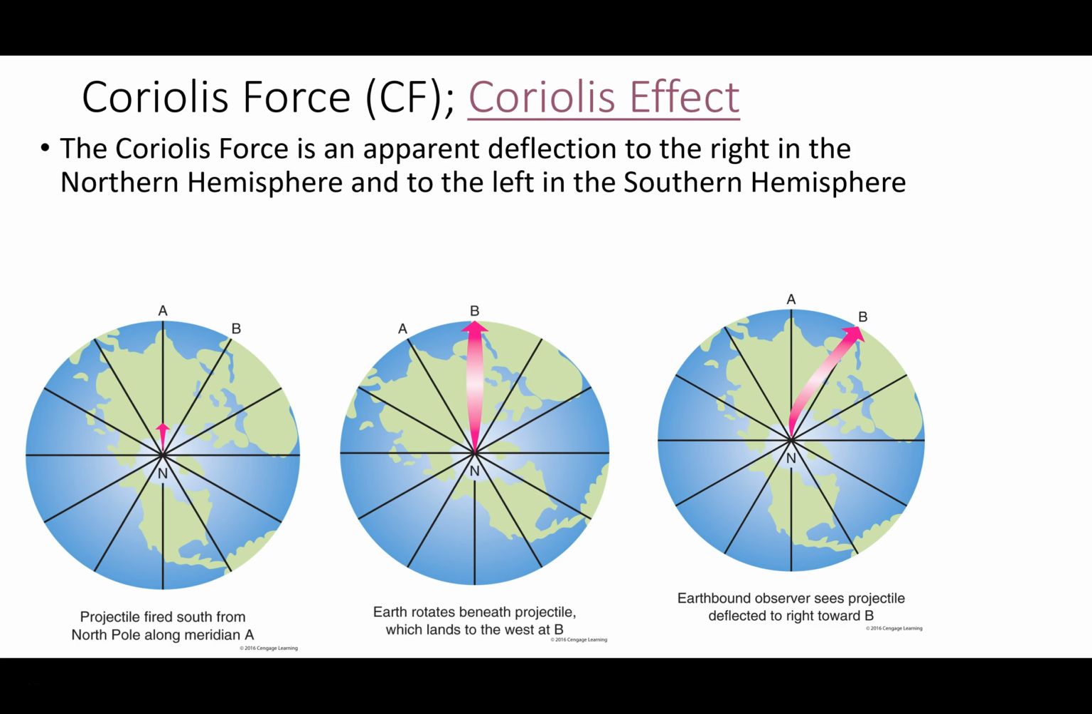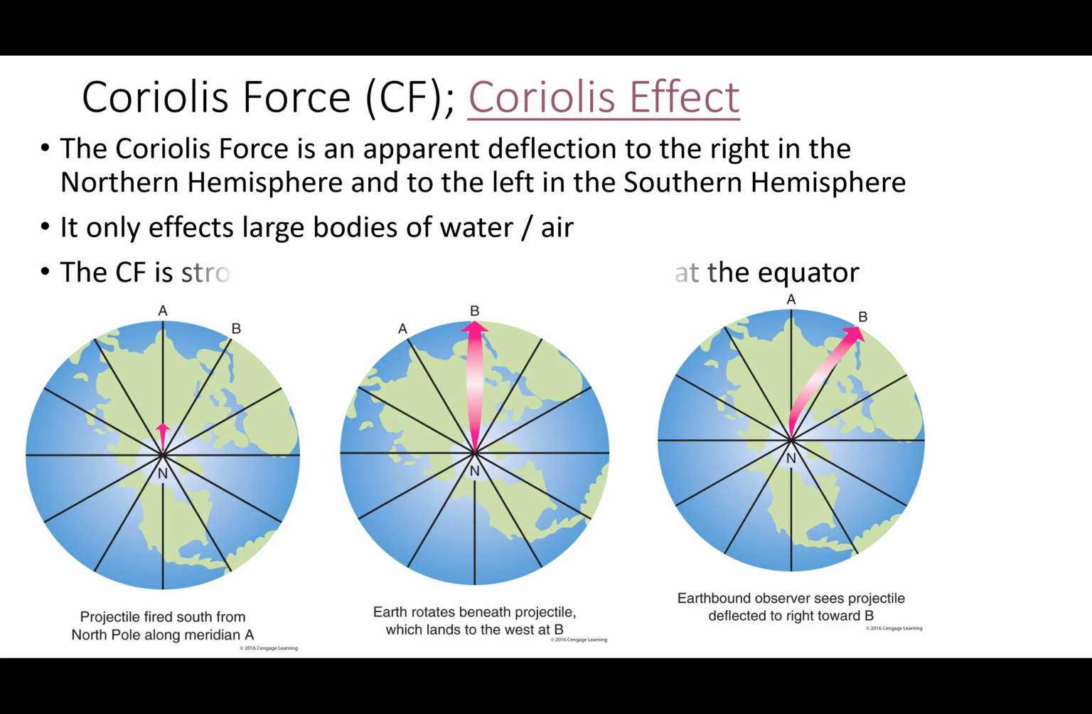So that's the deflection that we're talking about. It is to the right in the northern hemisphere and to the left in the southern hemisphere. It only affects large bodies of water and air. Air also has this little tweak to the right. Coriolis force is strongest at the poles, and at the equator it's basically zero, which has consequences for hurricanes, the part that we're not going to talk about.